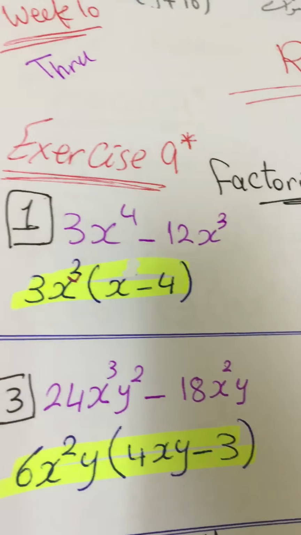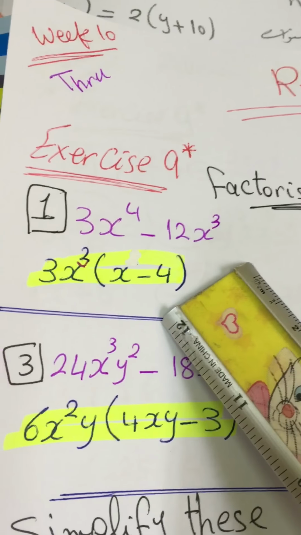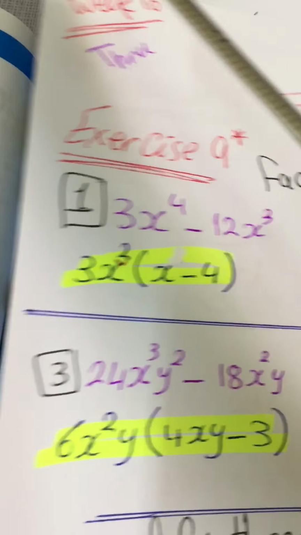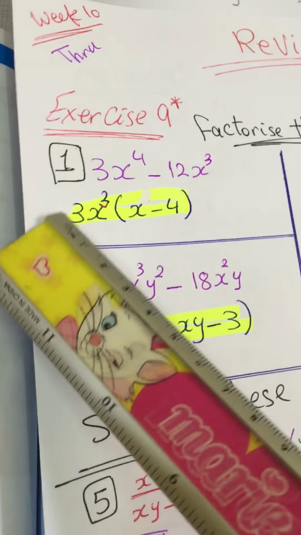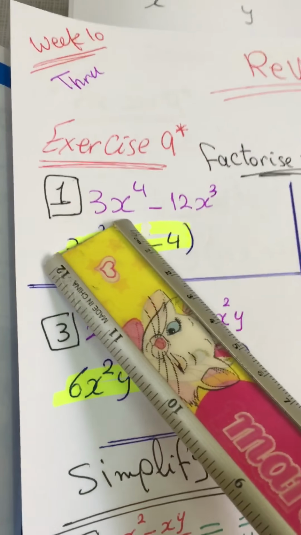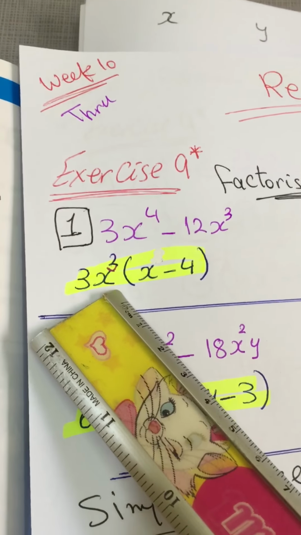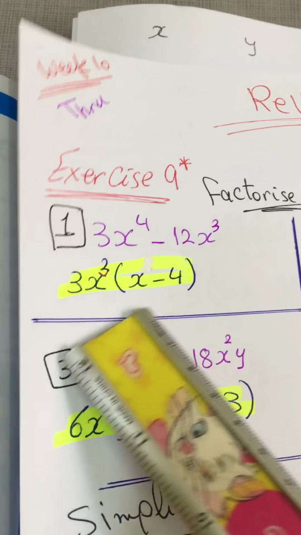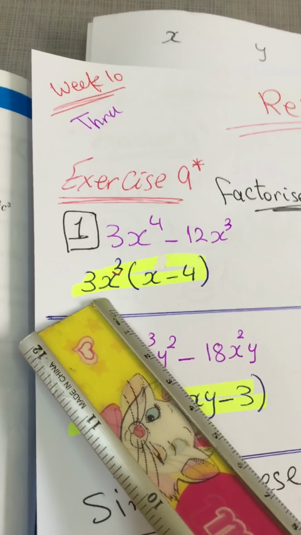Okay, so I'll start the first problem here. As you see, we have 3x^4 minus 12x^3. So I'll take a common factor between the two numbers 3 and 12. The common factor between 3 and 12 is 3. And then the common factor between x^4 and x^3, I'll take the least power, so I'll take x^3. I took the common factor, then directly open brackets, and then take the first term divided by the common factor.